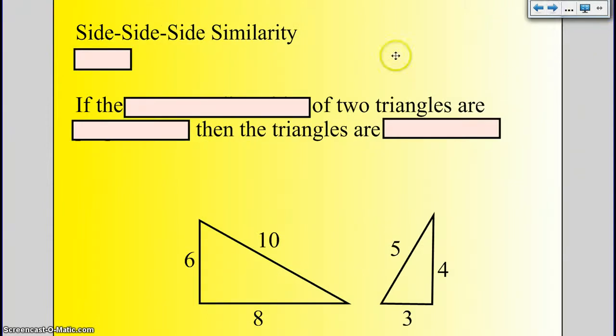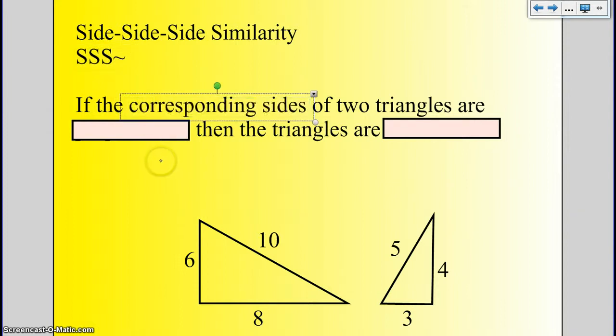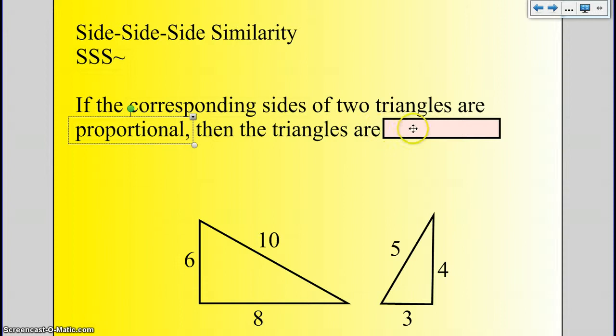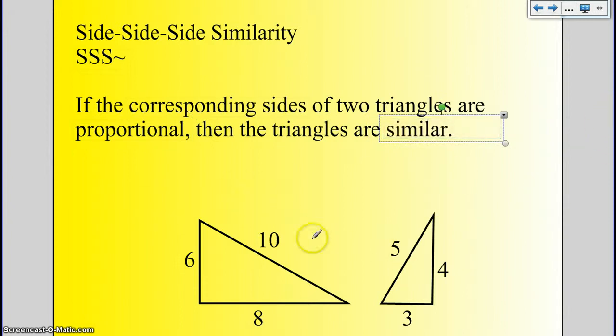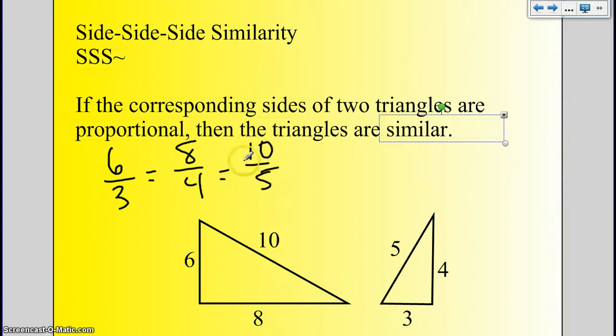Side-side similarity says I have SSS. If the corresponding sides of two triangles are proportional, then the triangles are similar. Again, proportional means I compare 6 to 3, I compare 8 to 4, and I compare 10 to 5. If these fractions are all the same, they are proportional.